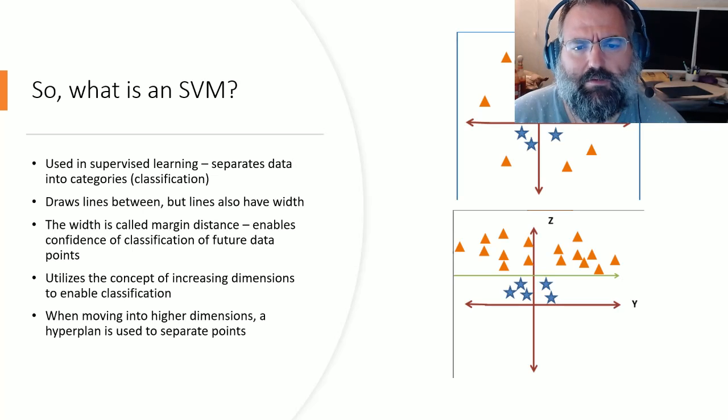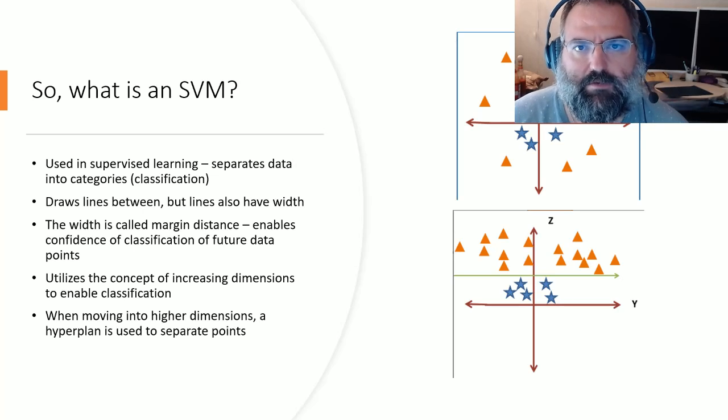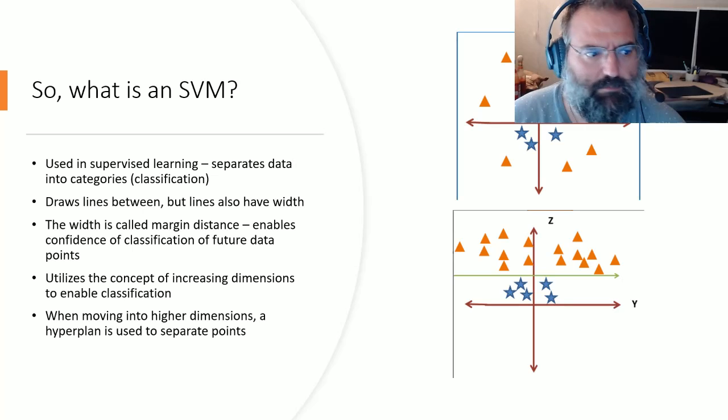And it's about drawing lines between the classes, and not just drawing a line between them, but also having that line have a width. So you could think of it as a confidence or a probability of being correct whenever you have future values that come along and you classify them. So you have a sense of not just is it part of group A, but you're pretty confident that it's part of group A, or maybe not so much.